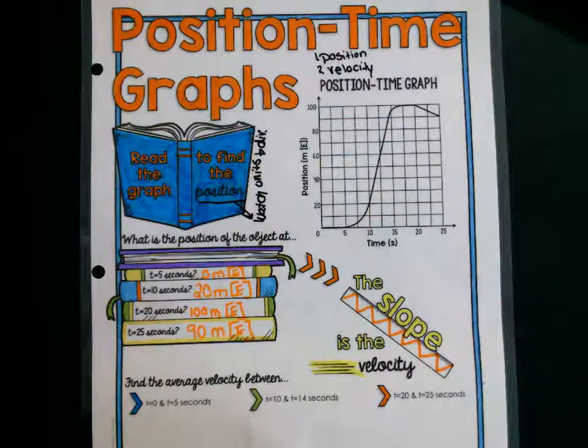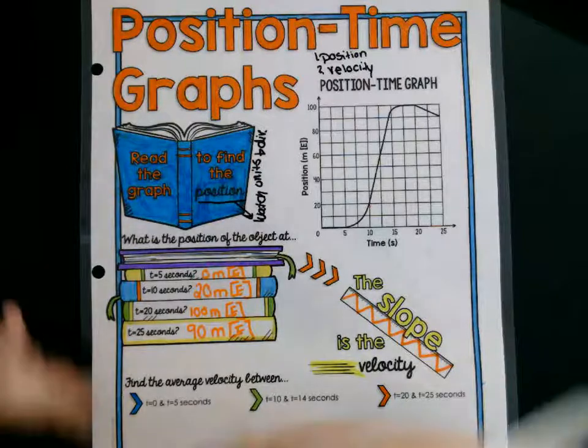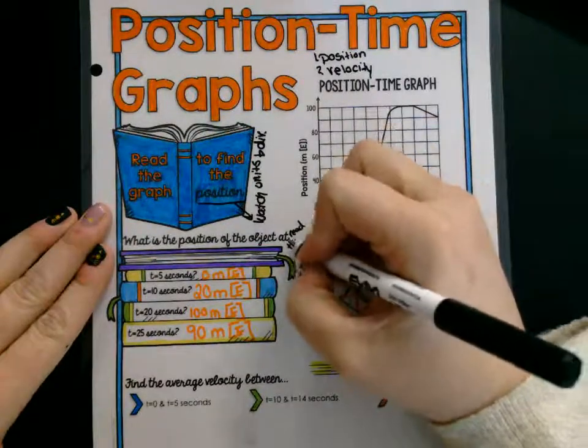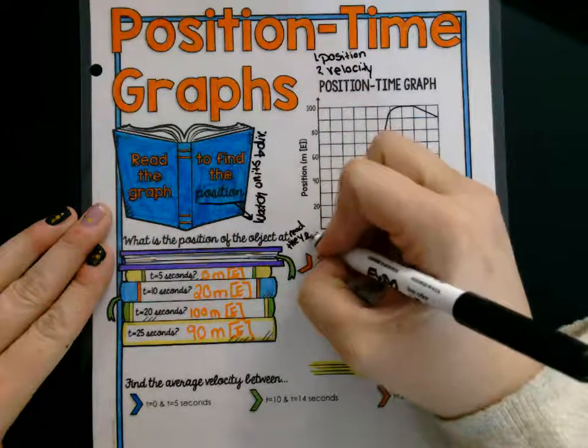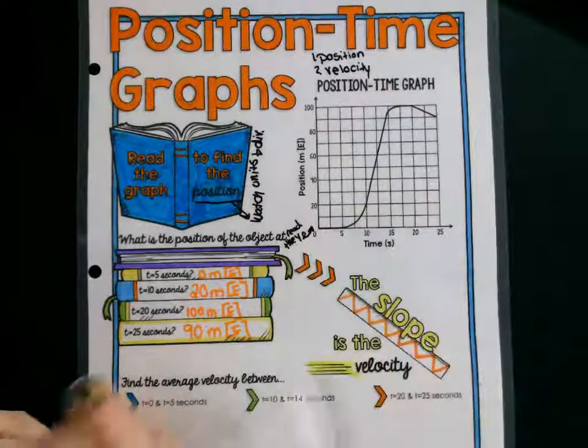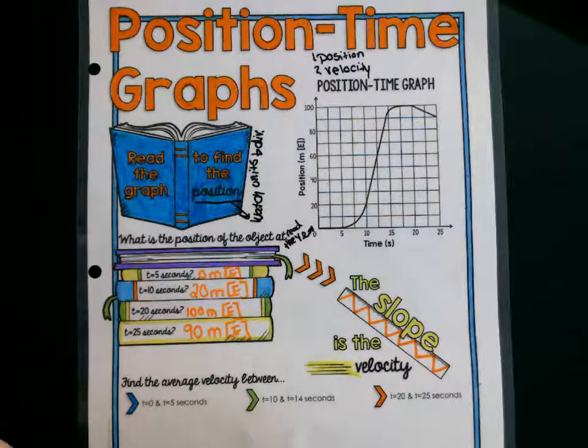So to find the position of an object, all you have to do is read the Y. And this is your Y right here. So that's what you're looking at. You're reading the Y axis, and that's going to give you the position of the object at different intervals of time.